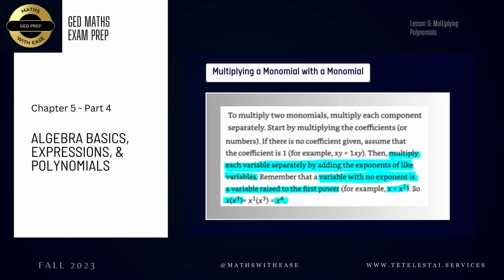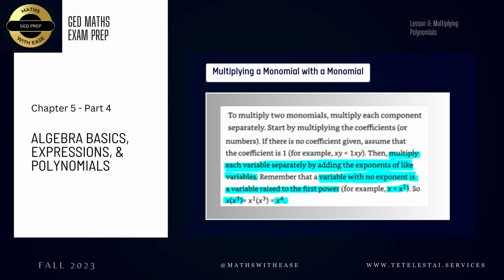To multiply two monomials, I'm going to multiply each component separately, as we just saw in the FOIL example. Start by multiplying the coefficients or numbers, and if there's no coefficient given, simply assume that the coefficient is 1, as I mentioned earlier in the lesson, right? So in this example, we have xy. There's no coefficient in front of x, and so we assume that the coefficient is 1, so xy is equal to 1xy, okay? If this was a negative xy, we would assume that the coefficient is -1, and we would have a -1 xy on the right-hand side of the equal sign.